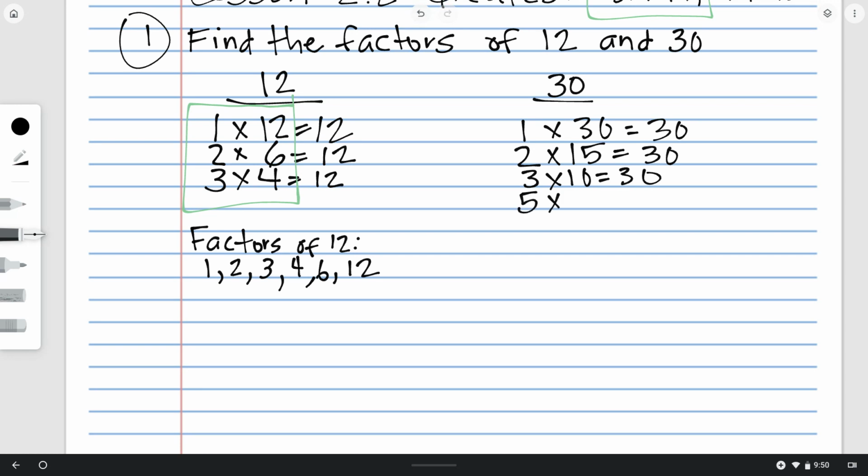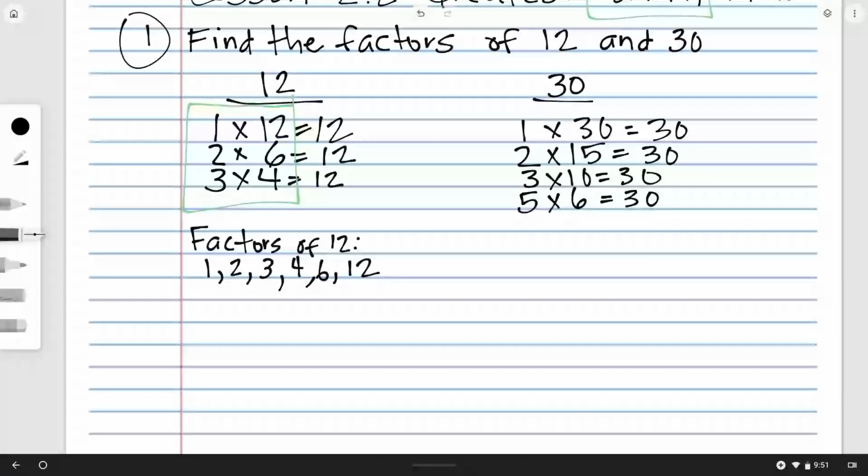Okay, what about 5? Does 5 times something give me 30? Take your finger, run it across the 5 on that multiplication chart. Does 5 times something give me 30? Yes, it does. 5 times 6 gives me 30.